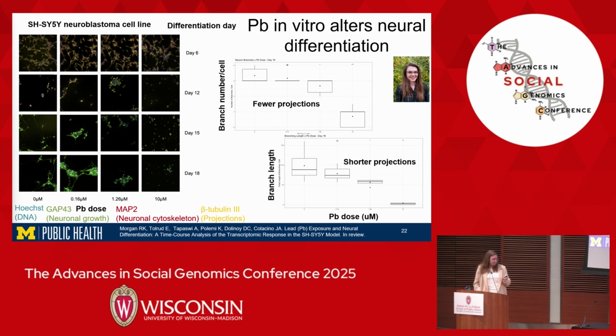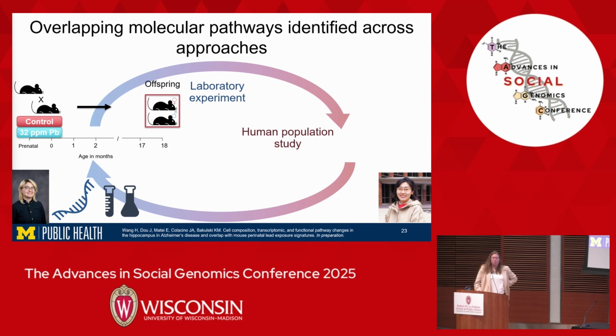We also worked with a mouse model of perinatal lead exposure and aged them up to 18 months, which is quite an old mouse. We looked at the cortex tissue and performed bulk RNA sequencing on it to see whether there are gene expression changes happening in this brain tissue, things that I wouldn't necessarily have access to in a human study. And we saw all these different genes that are associated with these lead exposure signatures.